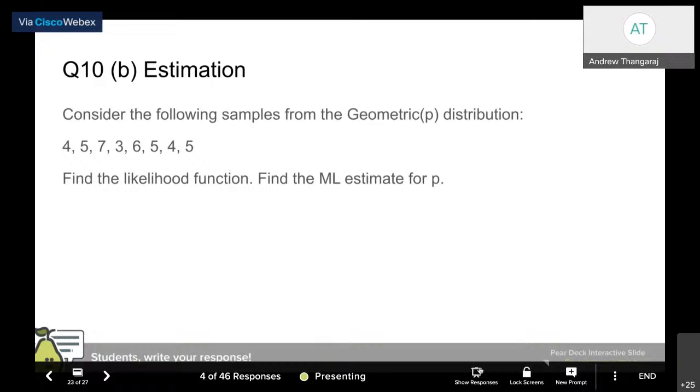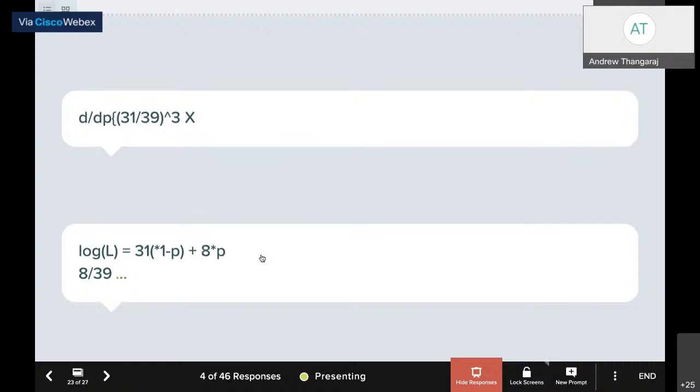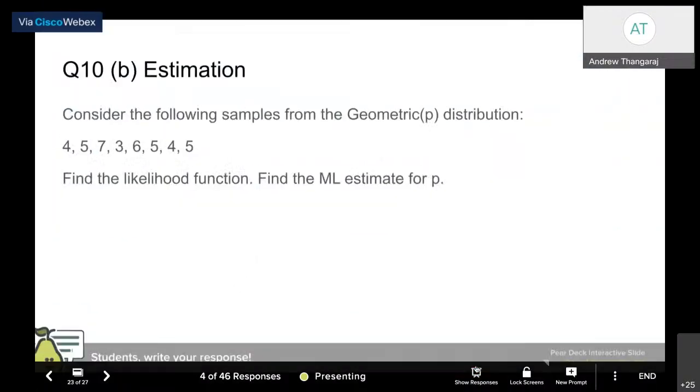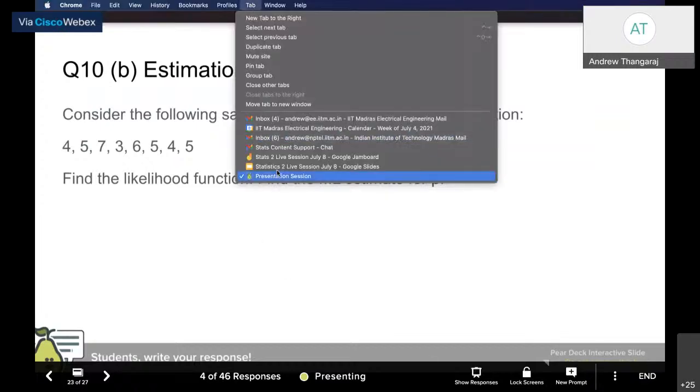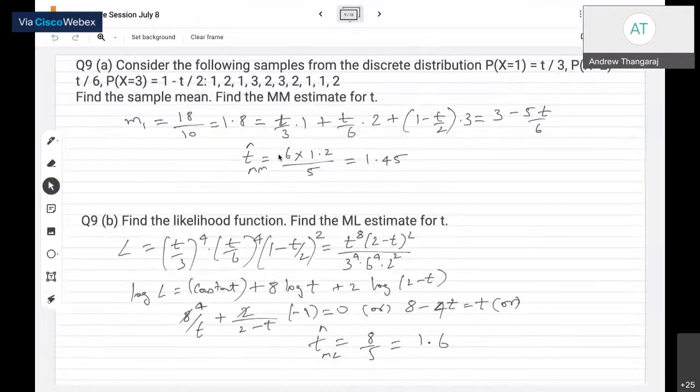Okay, the answer itself might be quite quick. Maybe the likelihood function is taking a little time. In the interest of time, let me just go through and do it very quickly. You will get 8 by 39 as the answer. Let me just show you the solution real quick and walk you through it. It's not terribly illuminating or difficult or anything.